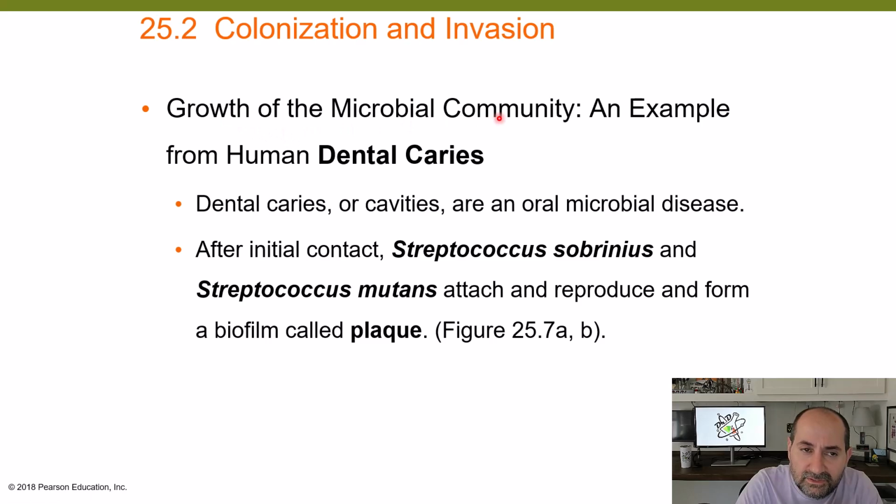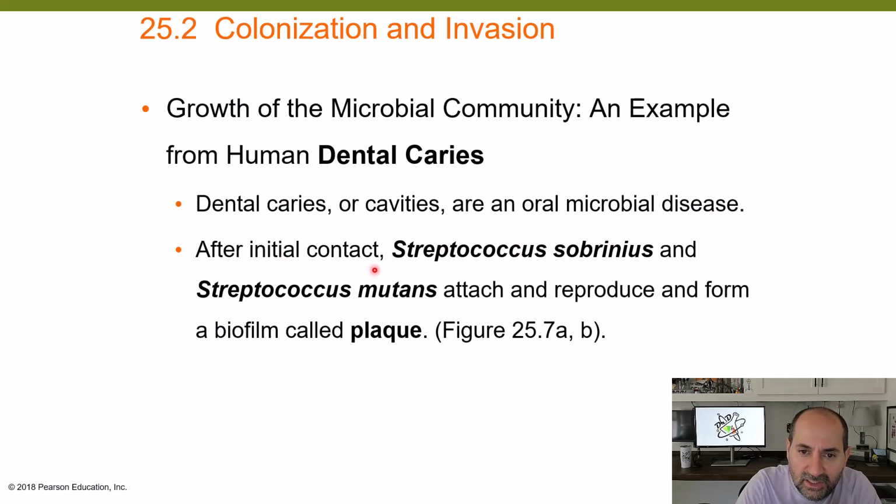Now, here's an example of a microbial community on a human body surface. An example is human dental caries. You may know of these as dental cavities. This begins with microbes attaching to the tooth surface using Fimbriae or using capsules, etc., and growing on the tooth surface in plaque. Dental caries or cavities are an oral microbial disease.